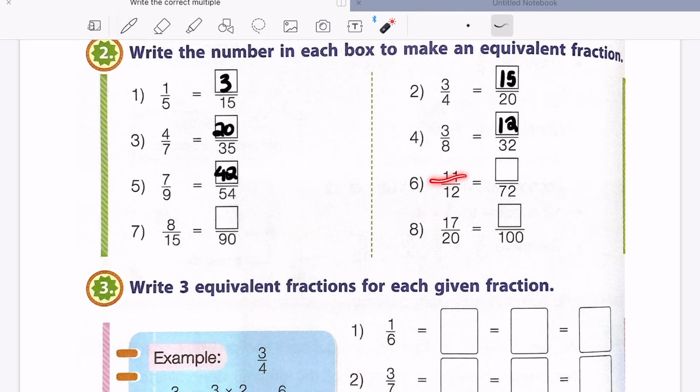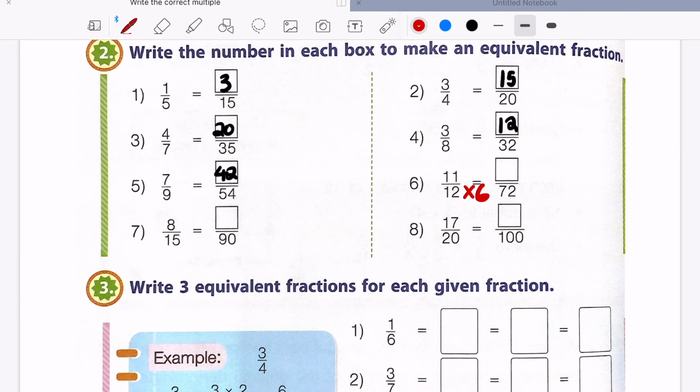So we see 11 twelfths is equal to something over 72. So, what times 12 equals 72? 12 times what equals 72? What do we get? 12 times 6 equals 72.